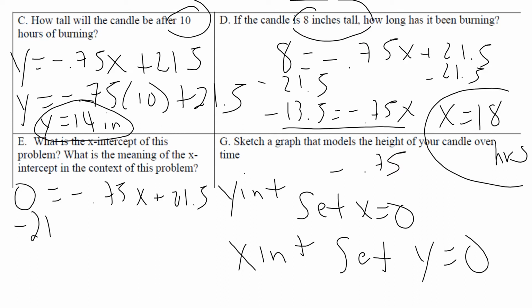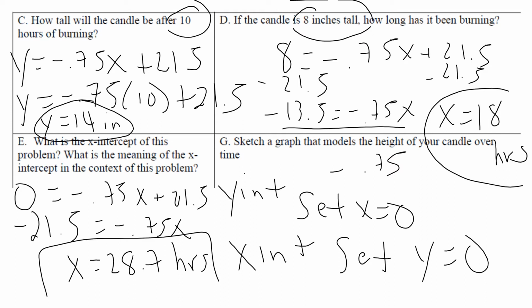Subtract 21.5. Again, the fact that it's a double negative is a good thing. Divide both sides by negative 0.75, and it turns out that you get x equals 28.7. We'll go ahead and round it to 0.7. Always give a unit when it's a word problem. So in this case, 28.7 hours. So after you have lit your candle for 28.7 hours, all the wax is going to melt and you're no longer going to be able to use it.